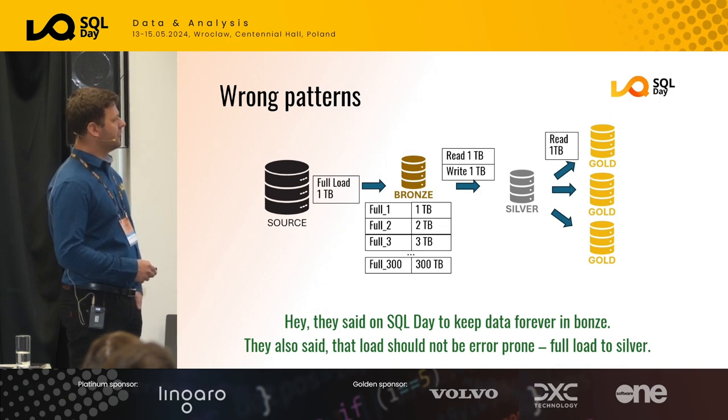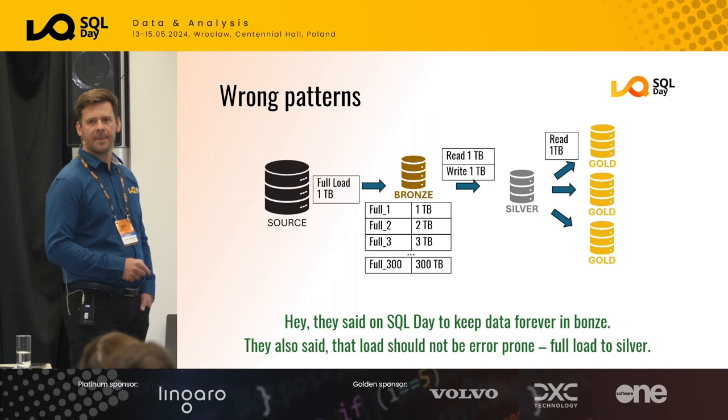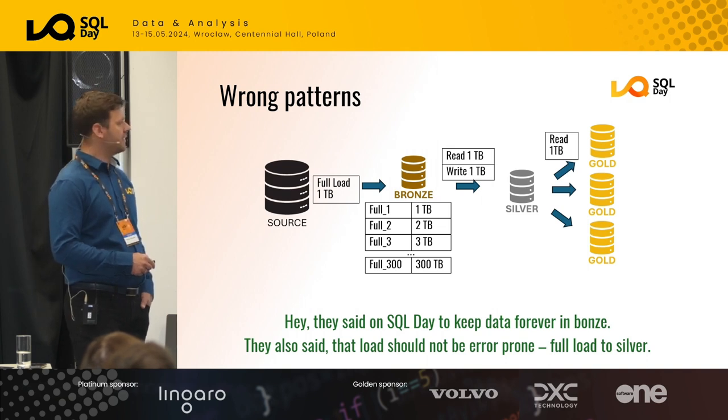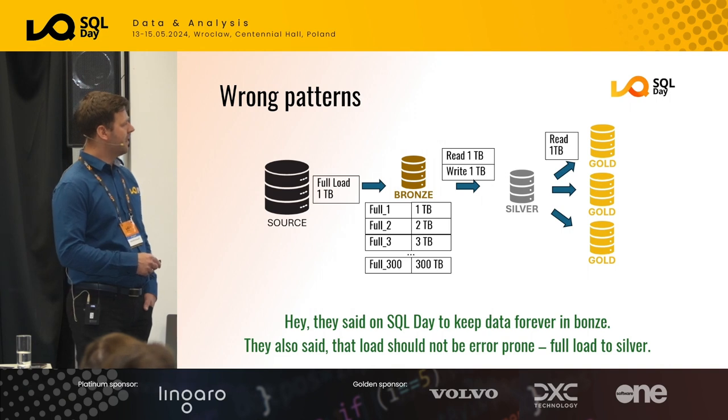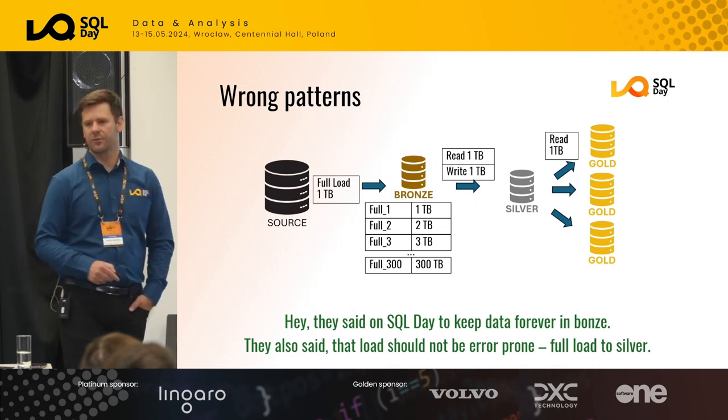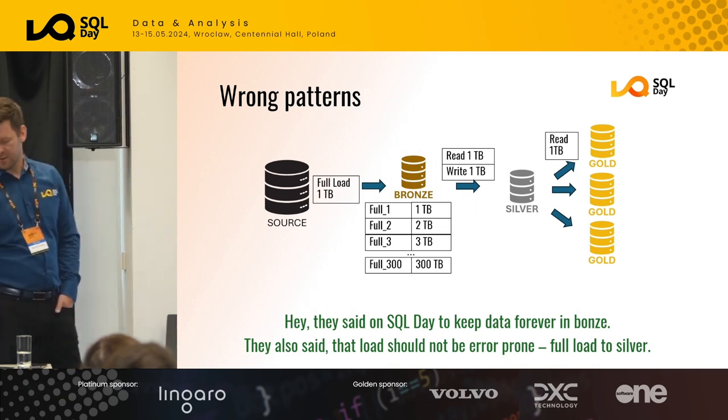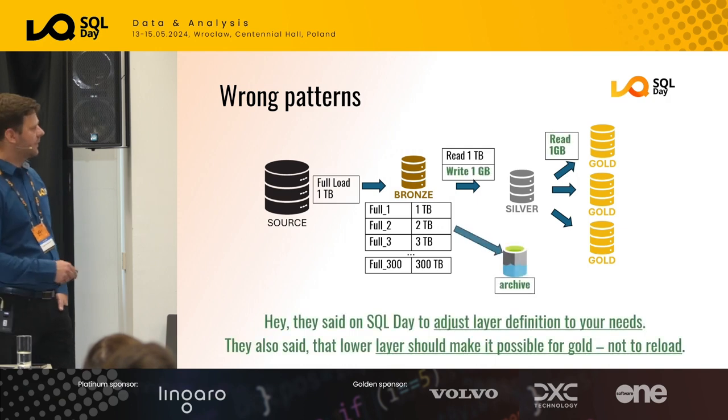But what you're doing, then you're doing the next wrong pattern. You make this not error prone. So you do full load on the silver. And that's okay for the IT stuff. And you read 1 terabyte from the bronze, you write 1 terabyte to the silver, so people on the gold have to read 1 terabyte of the data. And how to improve that?